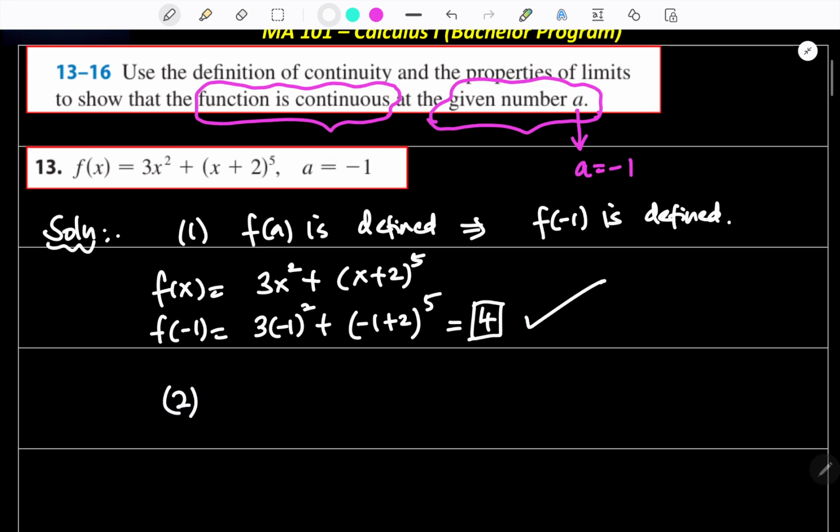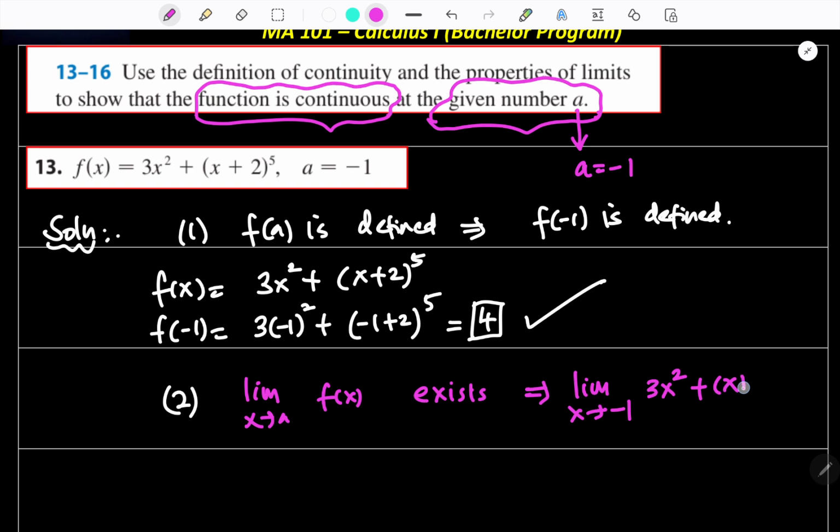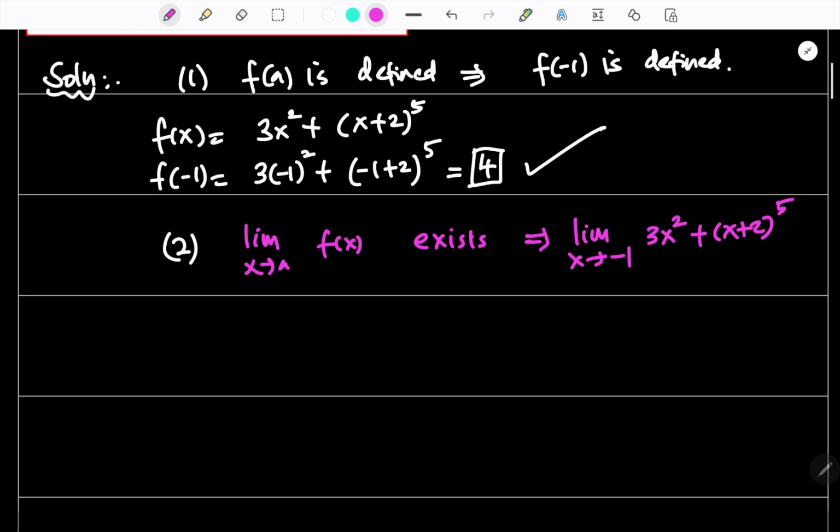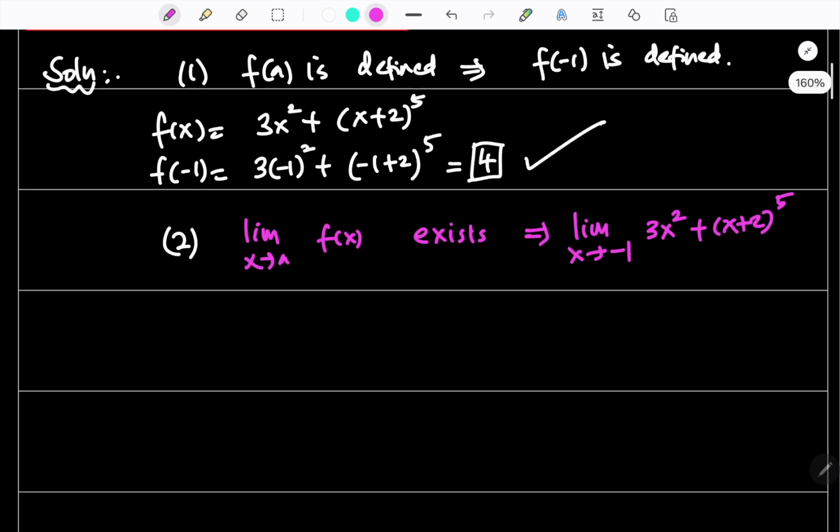Second step, step number 2. What is step number 2? Limit x tends to A, f of x exists. It means you have to get an answer. So this implies limit x tends to -1 of (3x square plus x plus 2) whole power 5. So we are going to put x is equal to -1: (3 times (-1) square plus -1 plus 2) whole power 5, which is equal to the same answer, 4.